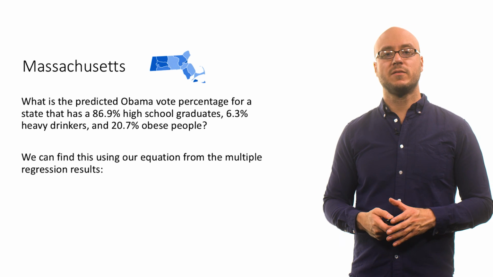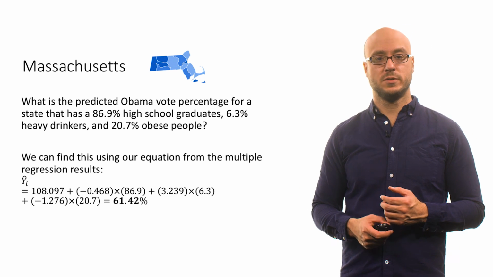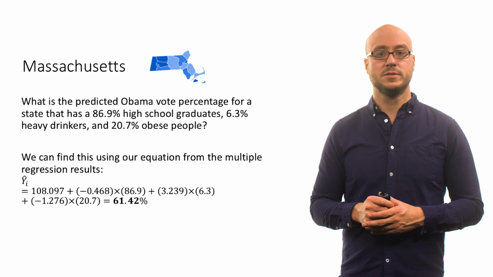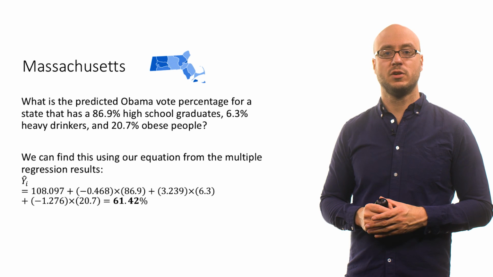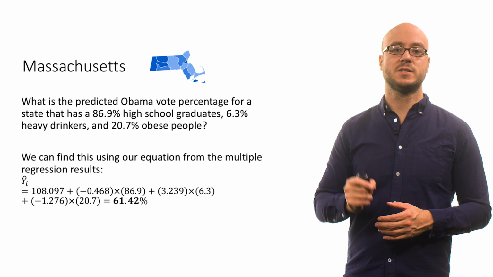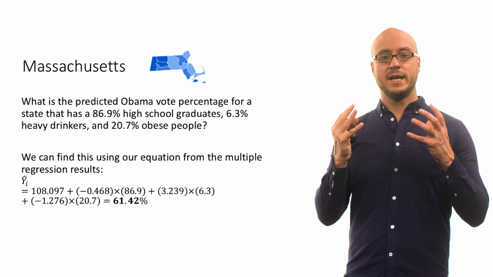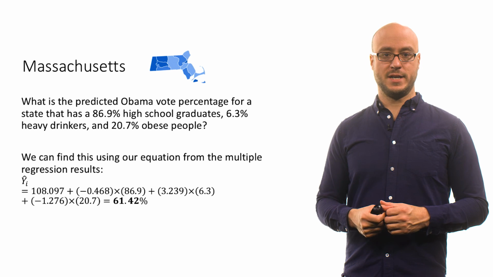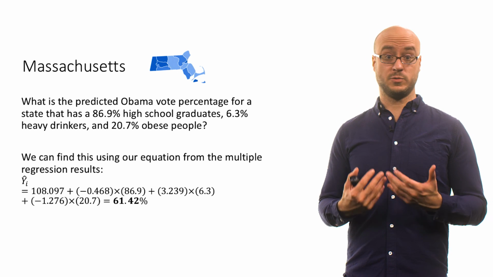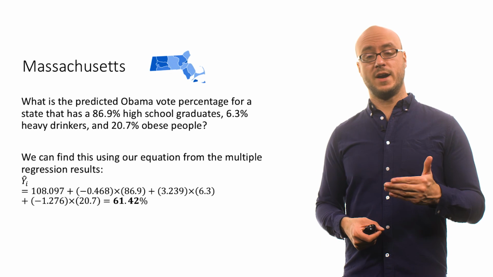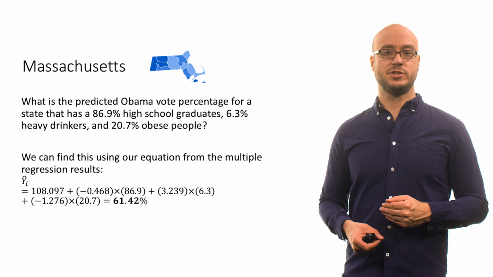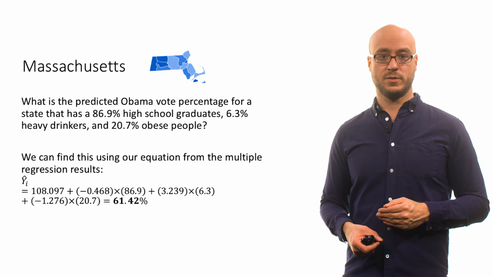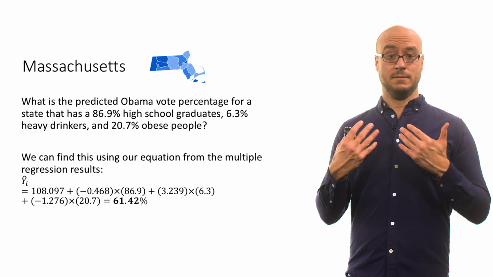So we can find this using our equation from the multiple regression results. We just plug in the values for Massachusetts. We have an intercept, and then we have these different partial regression coefficients, and plugging in 86.9, 6.3, and 20.7, we get an expected percentage for Massachusetts based on our multiple linear regression model. We find our model predicts that 61.42% of people in Massachusetts will vote for Barack Obama in November 2008. This is our prediction for the future.